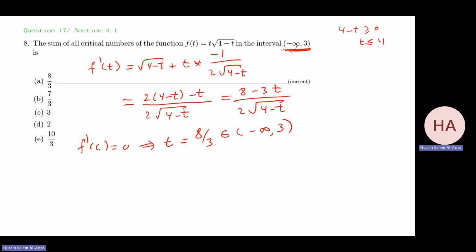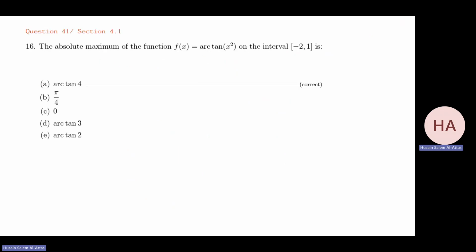Is that 3? It's okay. F prime of c does not exist. I see t equal 4, which is not in the interval. The domain of f, which is not in the interval. So the only critical number is t equal 8 over 3. So the sum, which is you have only one, is 8 over 3.